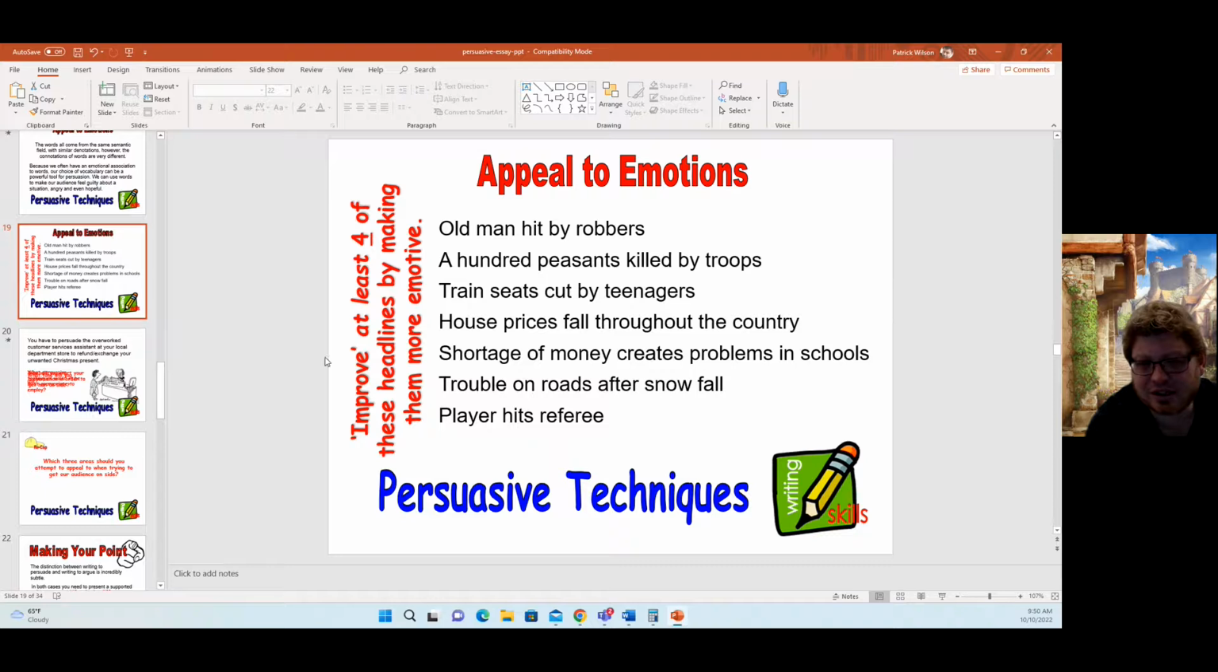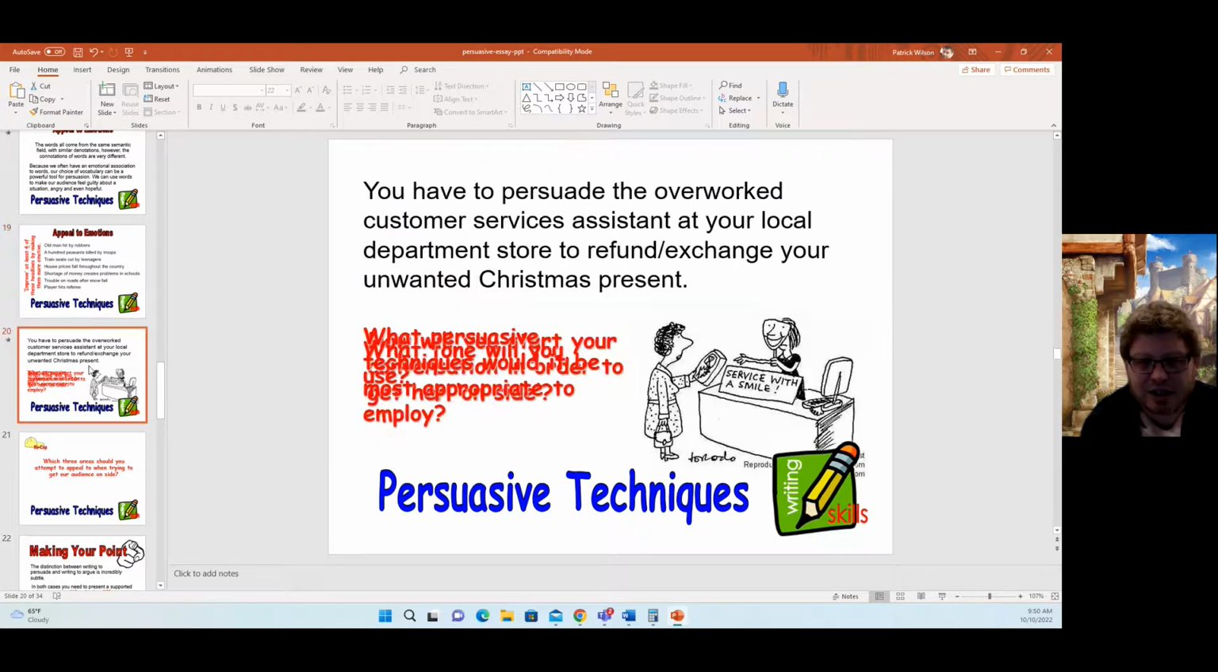So as you can tell, here is different things. It says here, improve at least 4 of these headlines. This is just more or less an exercise. Old man hit by robbers, 100 peasants killed by troops, train seats cut by teenagers, house prices fall through the country, shortage of money creates problems in schools, trouble on roads after snow falls, player hits referee. So again, this is basically wanting you to use certain words to build up the emotion of these particular headlines if you were going to go that way.